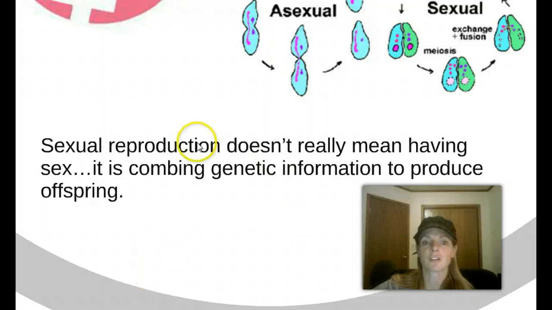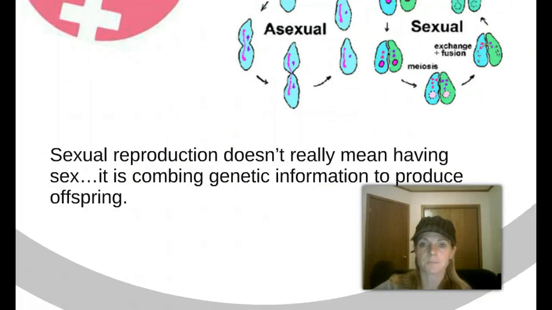So sexual reproduction doesn't really mean having sex. We're not talking about sex ed right now, okay? So just hold your horses there. We're not getting into that. Maybe next semester when we talk about the reproduction system. But we are talking about combining genetic information to produce offspring, okay? So more of a general term. When we talk about sexual reproduction, we're talking about the combining of this genetic information. And when we get into that, that's called meiosis. So we'll get into that in part 3. So producing offspring through genetic information being kind of swapped, that's sexual reproduction.